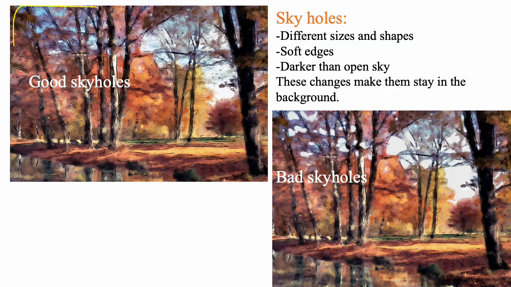Let's look at the sky holes in this painting. They're different sizes and shapes. Their edges are soft, and they're darker than the open sky, so they don't stand out. Over here, I lightened them and gave them sharp edges, and that makes them come forward, so they don't stay in the background, and it makes the painting look spotty and unrealistic.